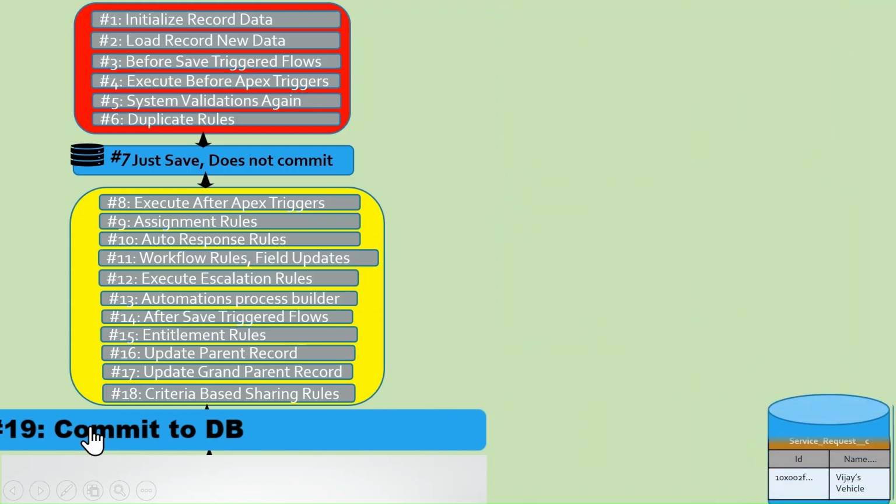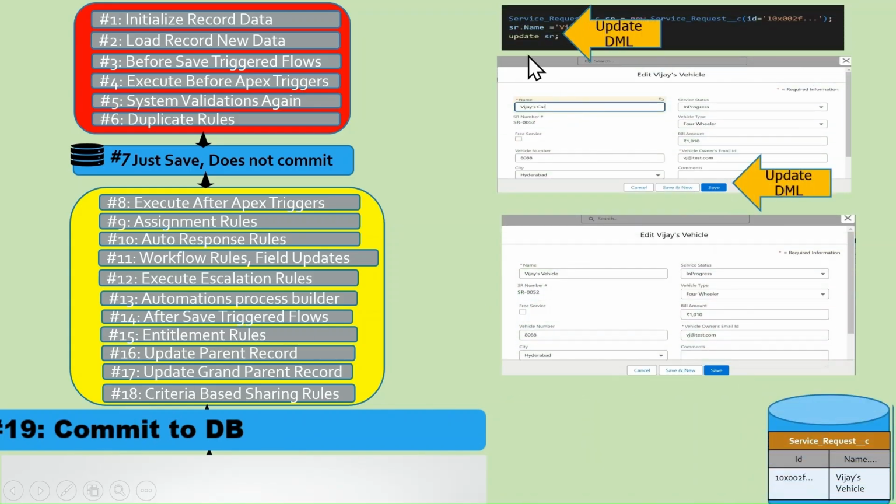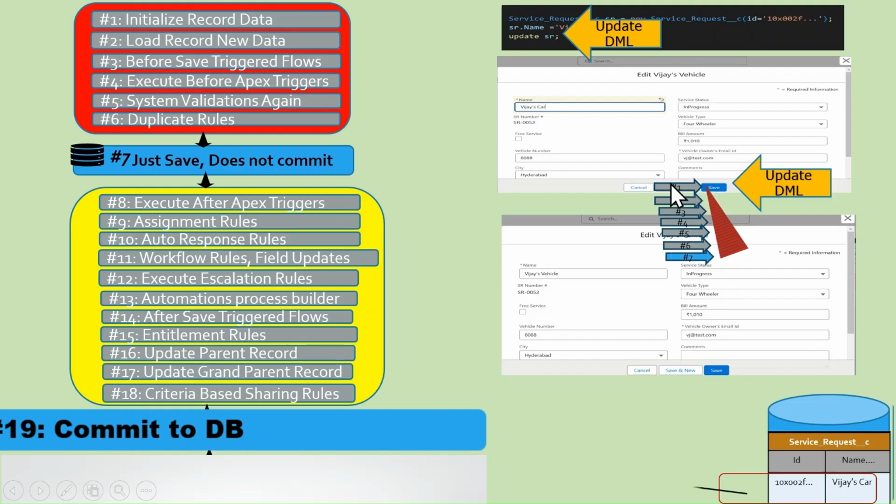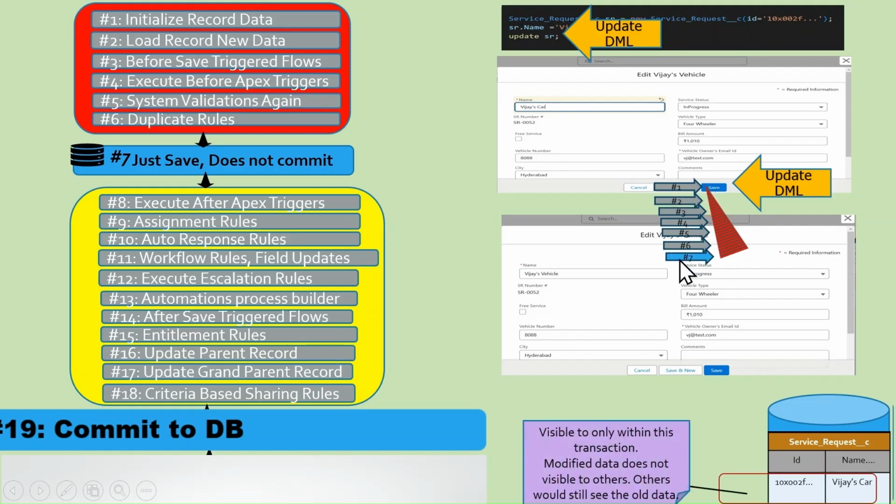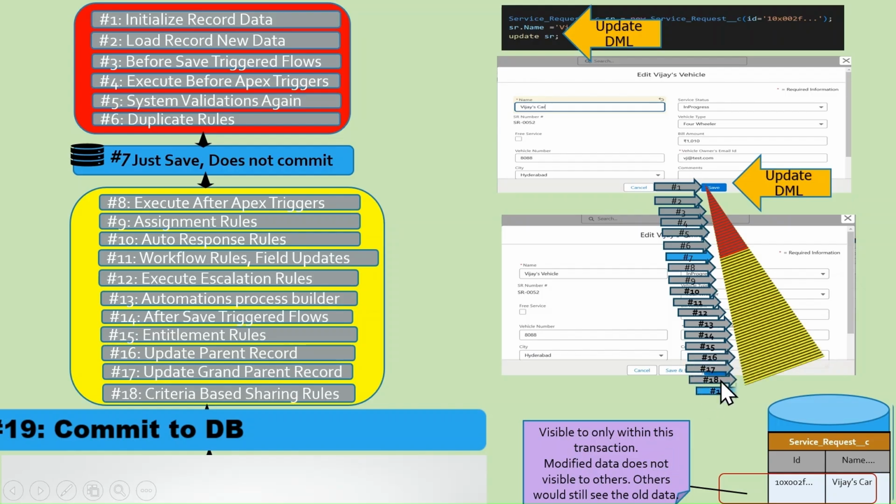Similarly, in case of the update DML, on click of save or on performing the update SR statement, the order of execution starts and it will continue till the step 18. At step 7, it's saved, but the data is not visible to others. Till this point of time, this record is just saved and it is not visible to others. It is only visible within this transaction. At step number 19, it gets committed to the database, so it will be visible to everyone from now onwards.